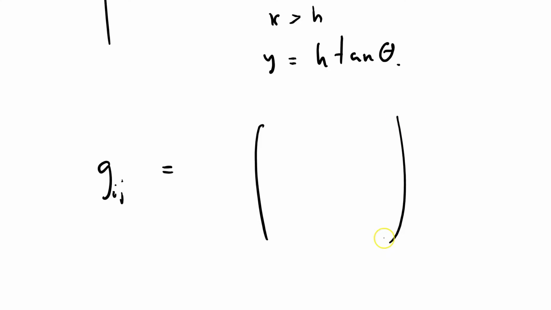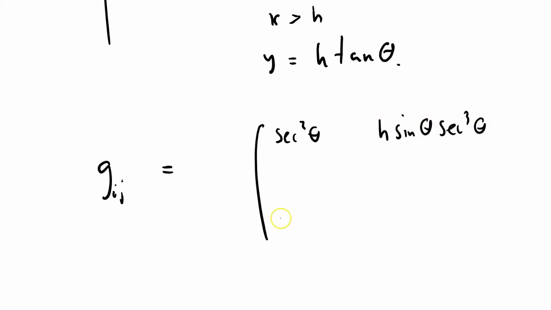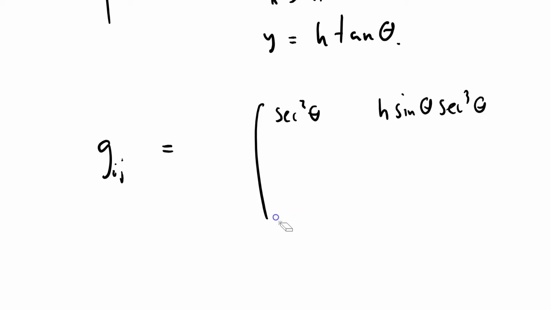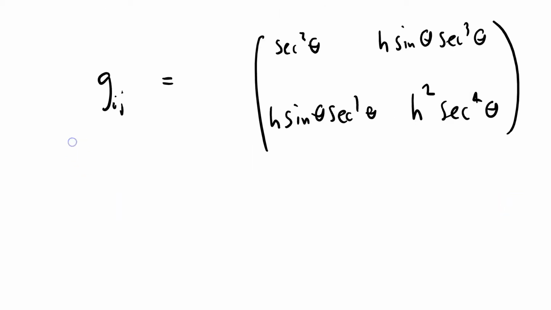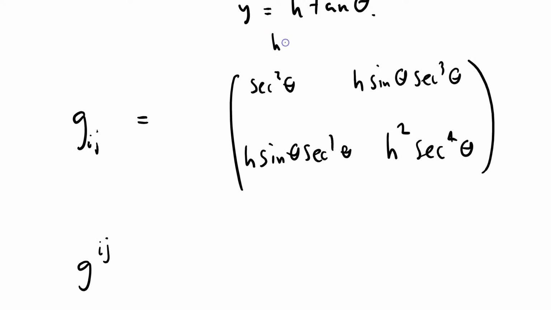And it's equal to this: sec squared theta, h sine theta sec cubed theta, h sine theta sec cubed theta, and h squared sec to the 4 theta. What I want to do now is to find g in the same coordinates, with superscripts ij. And of course this is equal to the matrix inverse of this. I'll just write in what it is. That's the h and that's the theta.